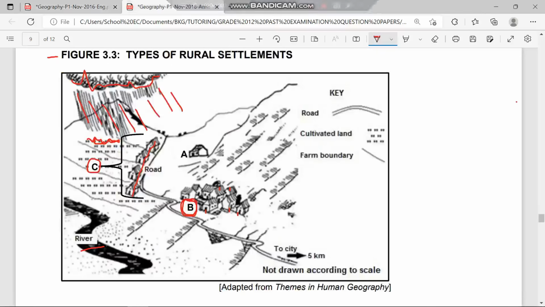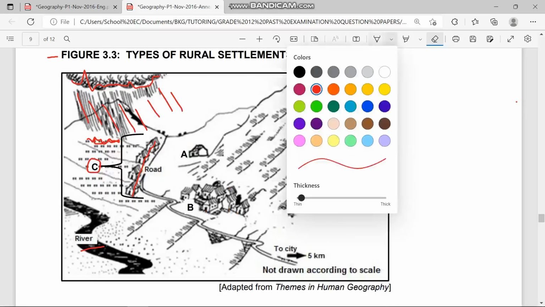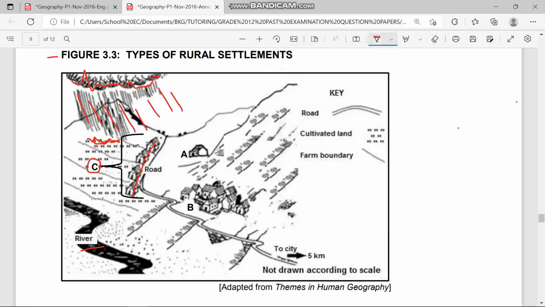Okay, let's look at B. You can see that at B there's a road that is passing there, a road to a city. Mind you that the city and rural are two different areas; B is in the rural area, and the road goes to the city.